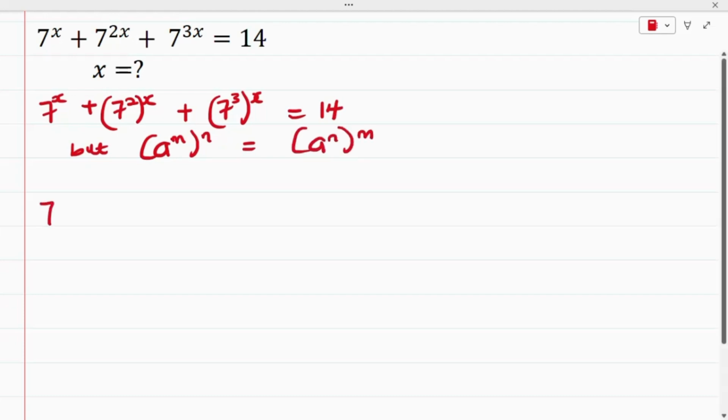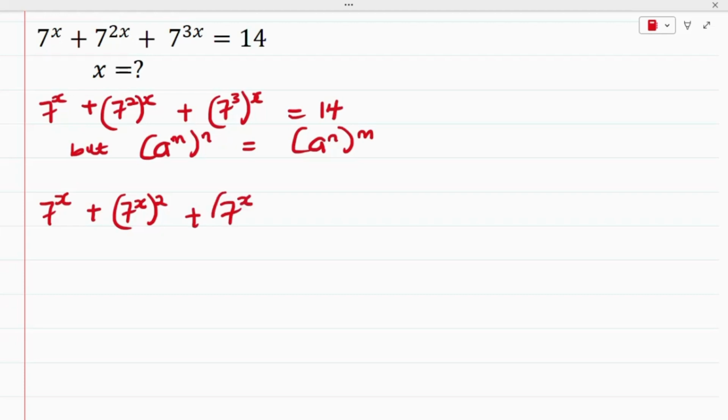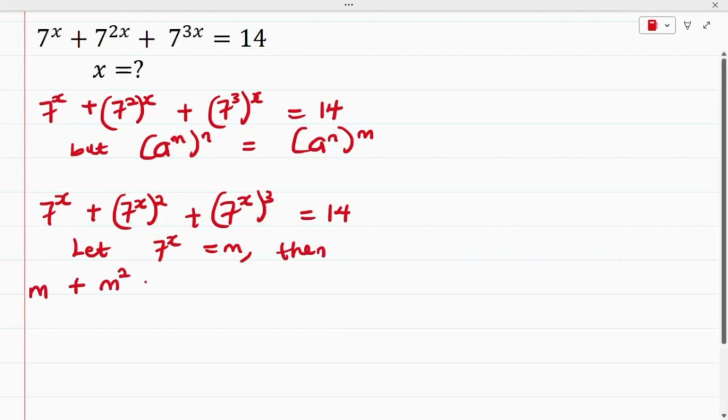So we have this to be 7 raised to the power of x plus 7 raised to the power of x, raised to the power of 2, plus 7 raised to the power of x, raised to the power of 3, and this is equal to 14. So at this point we want to say let 7 raised to the power of x be equal to m. Then we have this to be m plus m squared plus m cubed, and this is equal to 14.